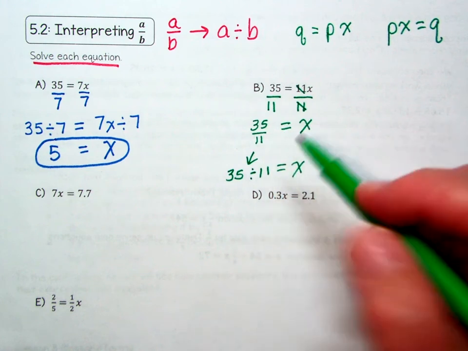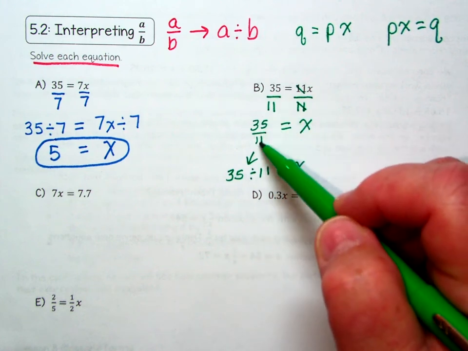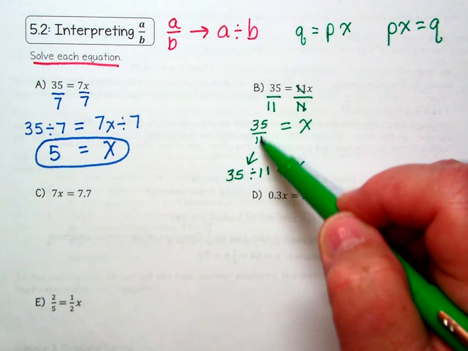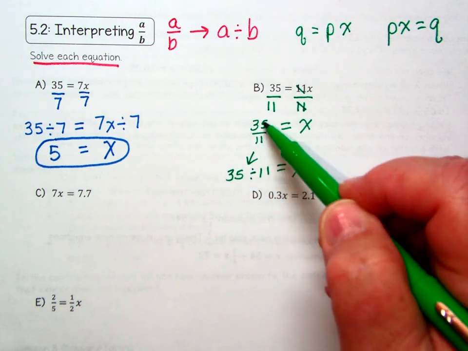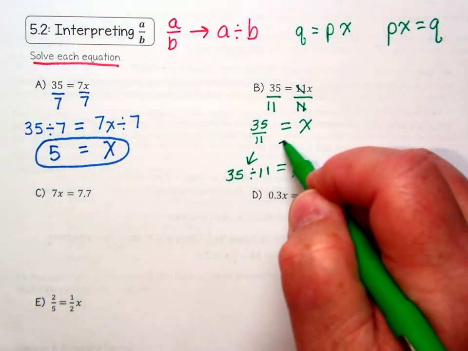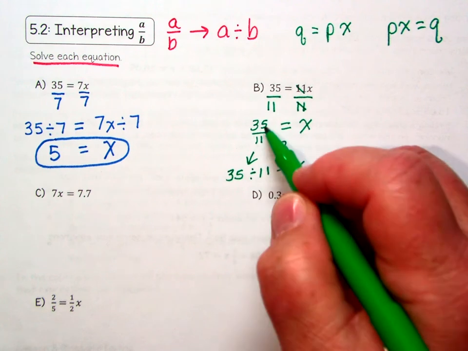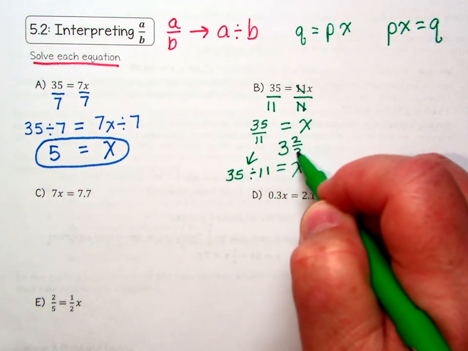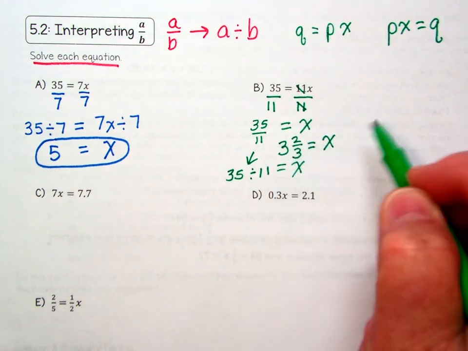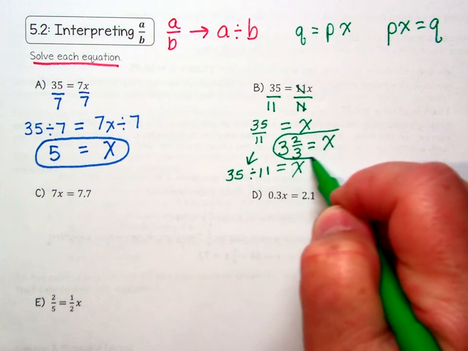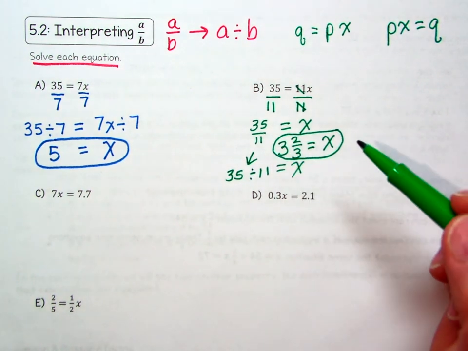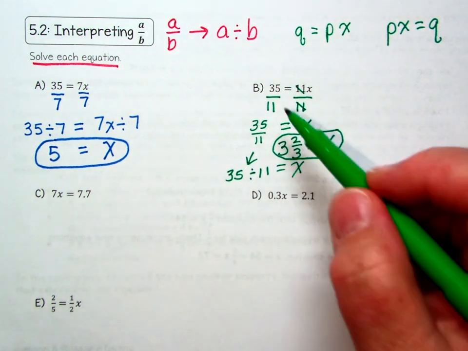So there's a couple things I could do. I could go ahead and do the division here, and I can think of this as an improper fraction, and I can think 11 goes into 35, let's see, 3 times. 3 times 11 is 33, so that leaves a remainder of 2. So I could write it as a mixed number. That makes me actually a little more comfortable. I could do decimal division, but why complicate things? So this is my solution.